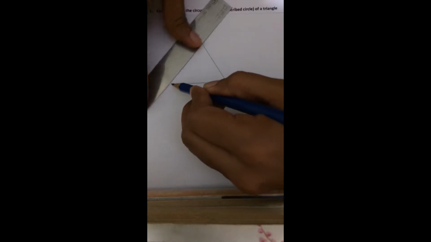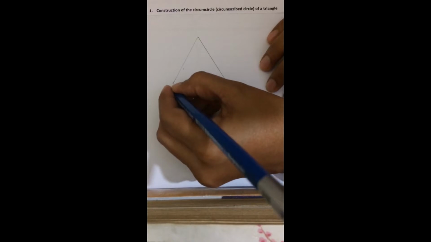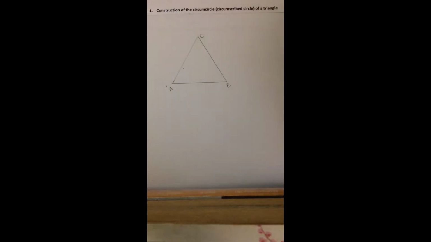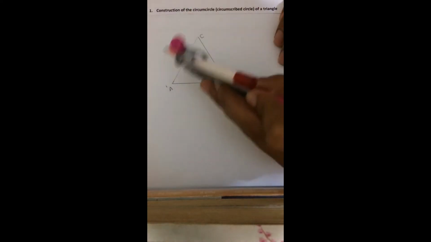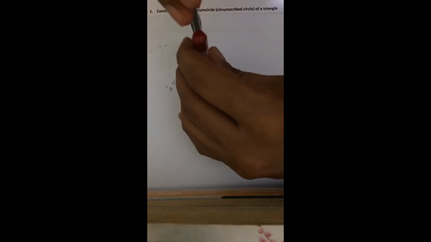I'm going to draw an acute angle triangle and name its sides as A, B and C. Now you have to construct the perpendicular bisectors of any of these two sides. There are three sides in a triangle and you can select any of the two sides and construct the perpendicular bisectors. Here I have selected the side AC and this is how you are going to construct the perpendicular bisector.